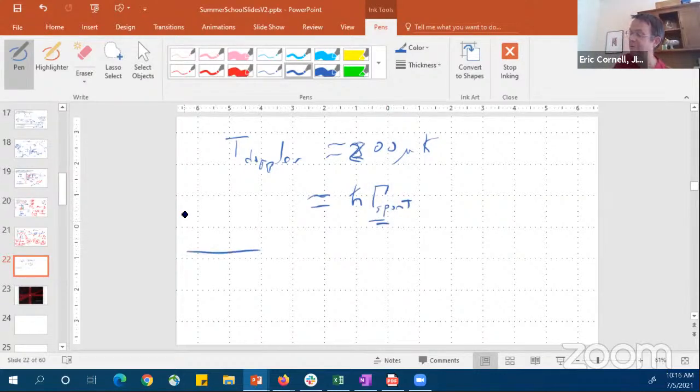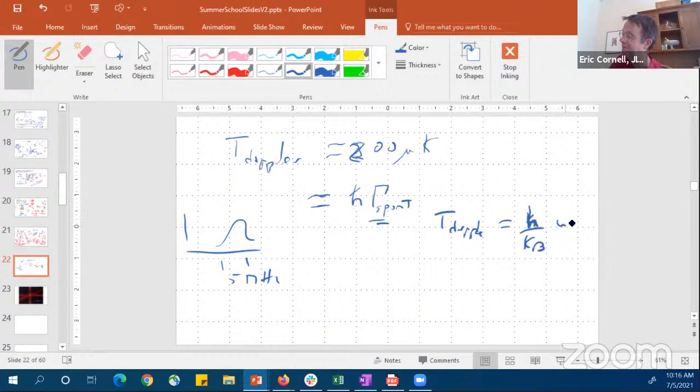Back when I was drawing the resonance, that resonance is about 5 megahertz wide. And if you work this out, that tells you that T Doppler is h bar over k Boltzmann, or we'll call it h over k Boltzmann, times the width in hertz. And a convenient thing is that if you put those things together, it turns out 1 nanokelvin is equal to about 20 hertz.